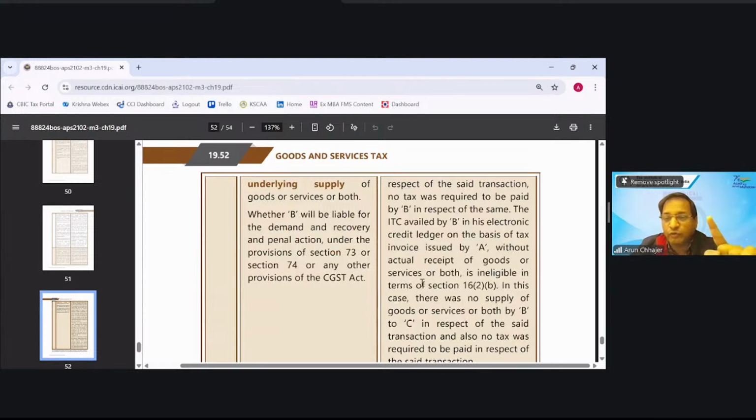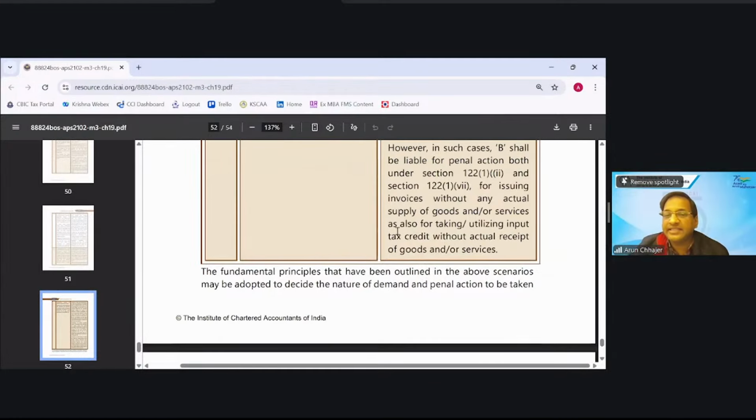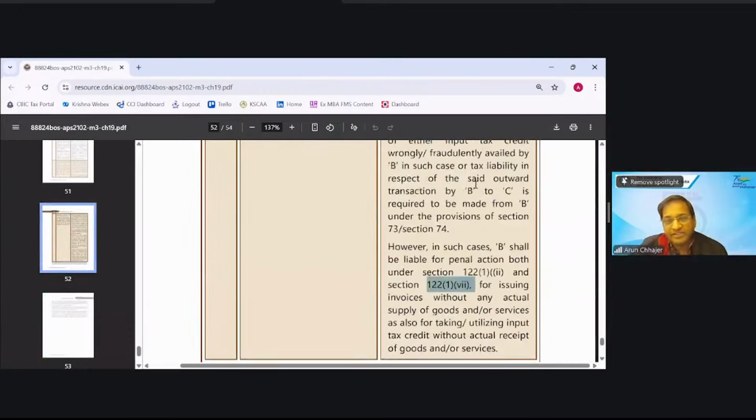Again same बात आ गई, जो पहला क्वेश्चन हमने रीड किया था A to B, क्या वो सप्लाई था? नहीं था. क्या पेनल्टी 73, 74 में हो सकती है? नहीं हो सकती. Which section can be attracted? 122. Then same thing they have told here also, 122(1)(ii) और साथ में 122(1)(vii) जहां पे वो आईटीसी अवेल कर, ठीक है. These are the important points which I have to discuss.